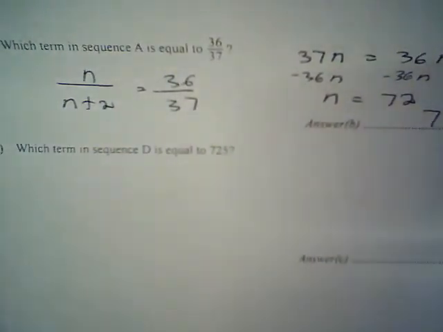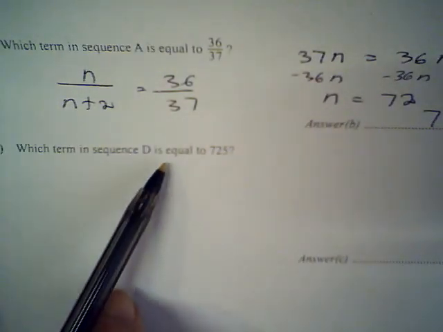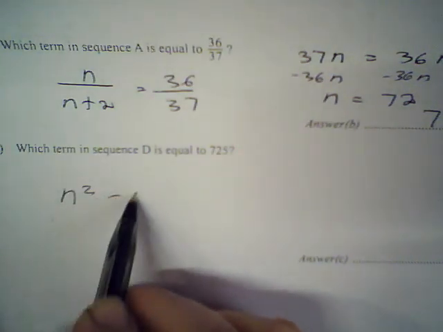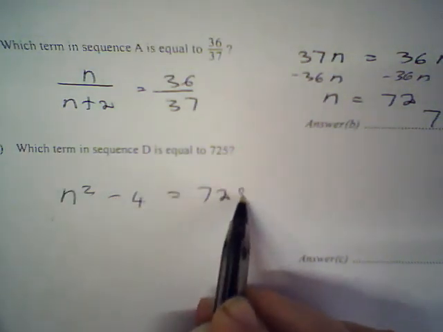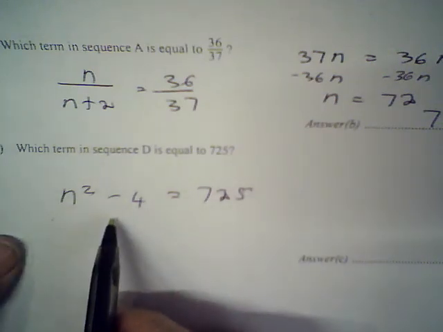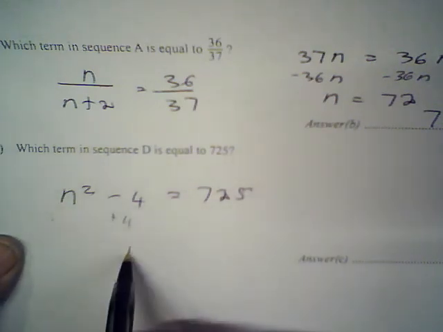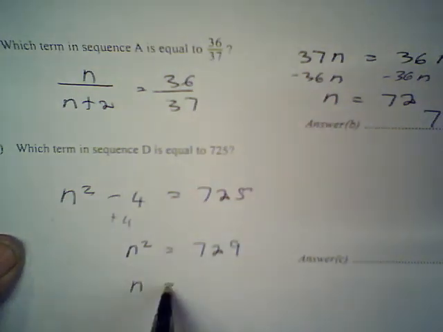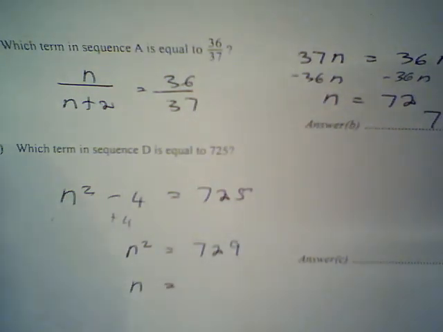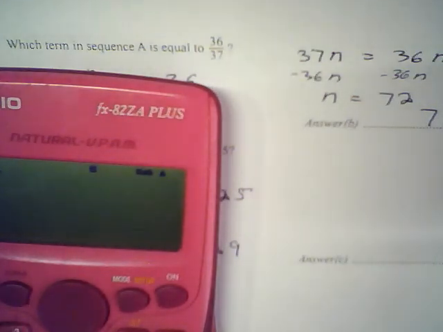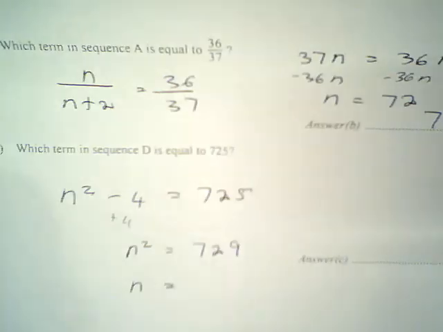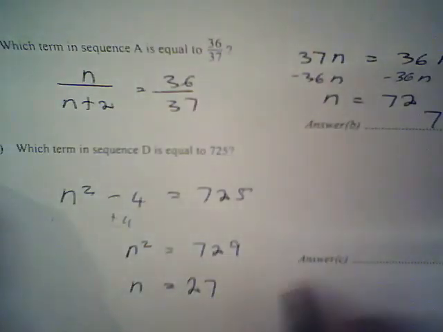Okay, good. And the last question for this paper. Which term in the sequence D is equal to 725? So n squared minus 4 equals 725. Okay, so plus 4, so n squared equals 729. Take the square root of 729. That gives us term 27. And we are done with this paper.